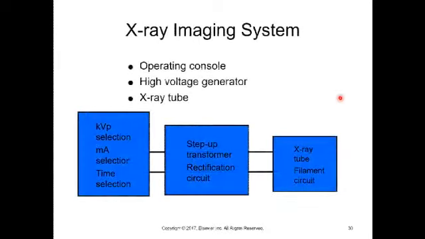Okay, and then here's again your imaging system broken down. Your operating console allows you to select kVp, your mA, and your time. Your high voltage generator contains your step-up transformer and your rectification system, and also the filament circuit should really be in the high voltage generator section, and then your X-ray tube should stand alone.